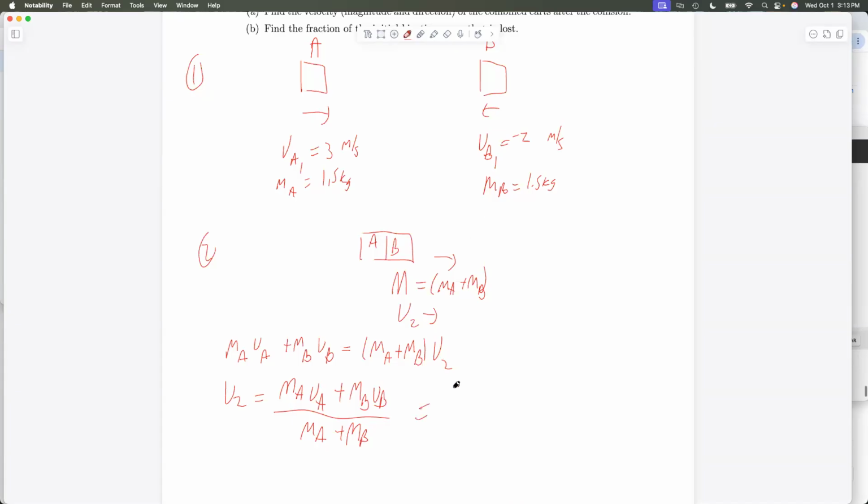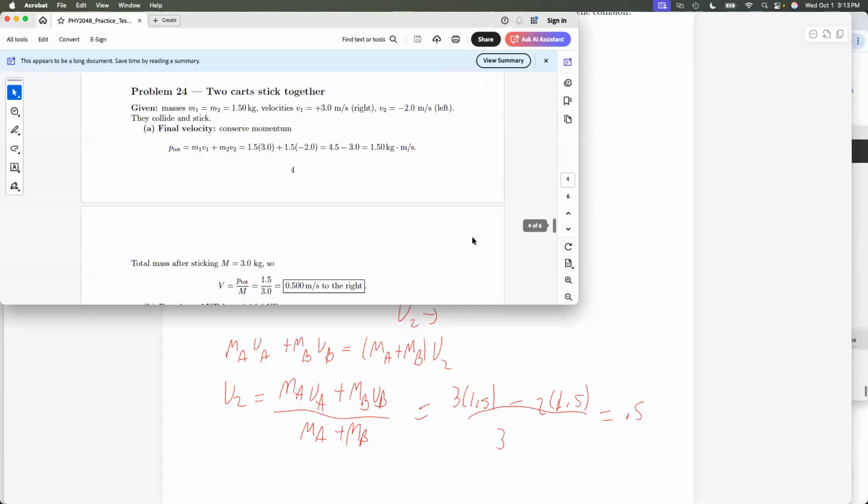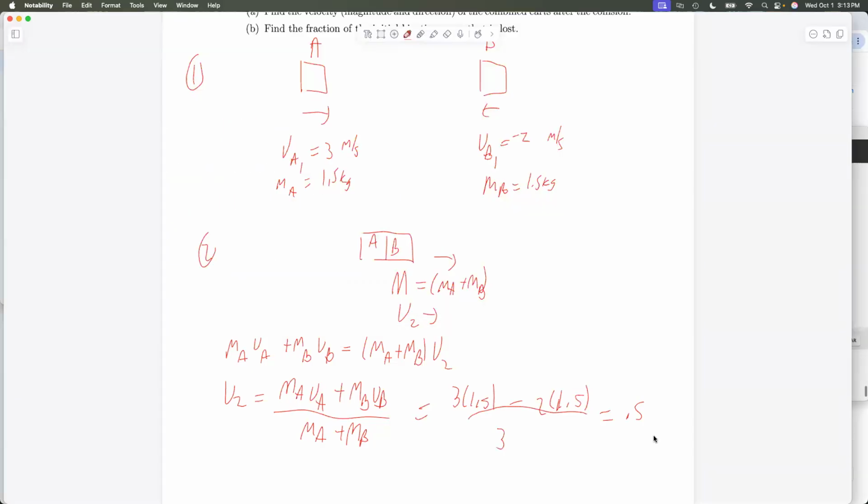All right, so I'll put the numbers in here. This would be 3 times 1.5 minus, because that guy's negative, 2 times 1.5, divided by the sum of their masses. 1.5 plus 1.5 is 3. So that's 1.5 over 3. I think we get 1/2. I think that's 0.5 meters per second. If you couldn't do that in your head, just type it in your calculator.